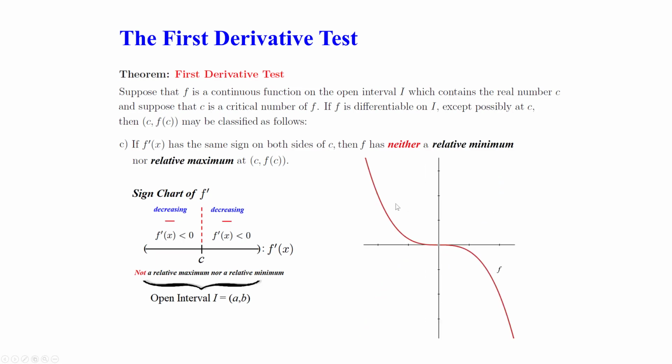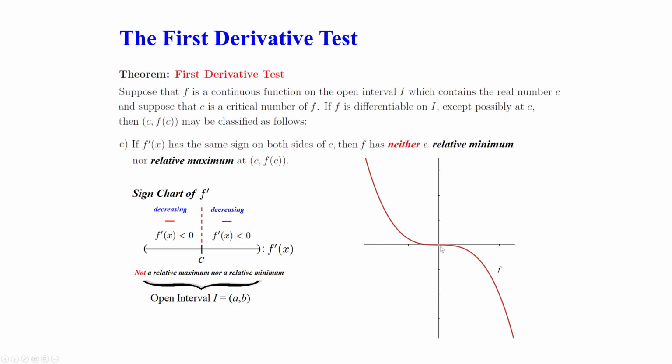I'm just giving a simple example to illustrate this other case. You could think of minus x cubed as the function, decreasing on the left of my critical point 0, illustrated by a negative in the sign chart. Again, continuing to decrease on the right, illustrated by a negative in the sign chart. So we don't have a min or a max at this critical point c.